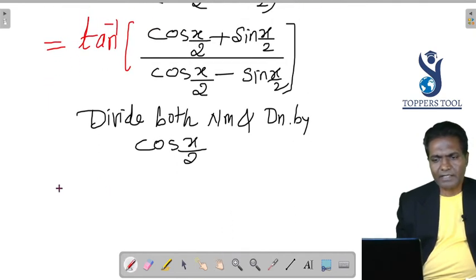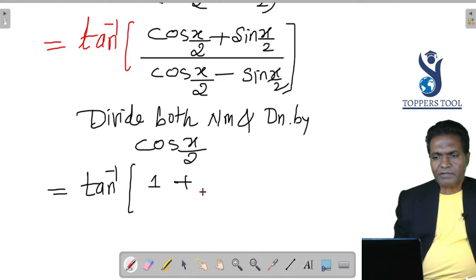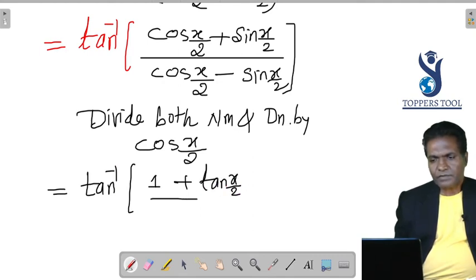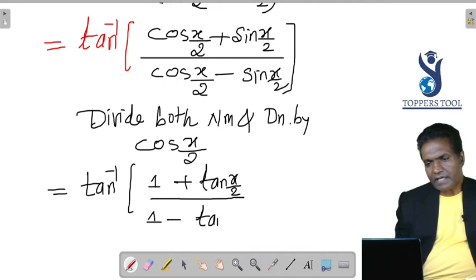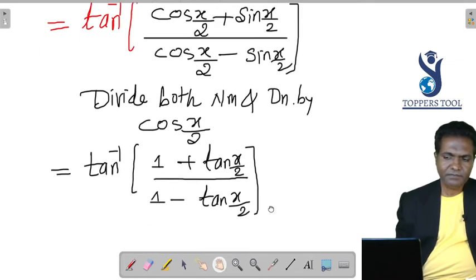So what you will get? Tan inverse of, okay, cos by cos is 1, you will get. Sin by cos you will get tan, whole divided by cos by cos is 1 minus sin by cos is tan. Okay, if you divide each term by cos, you will get this.